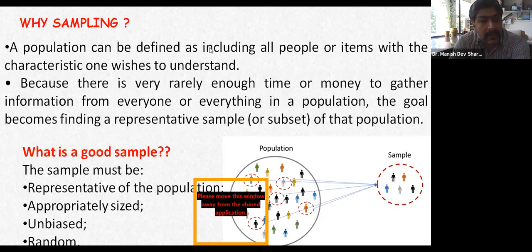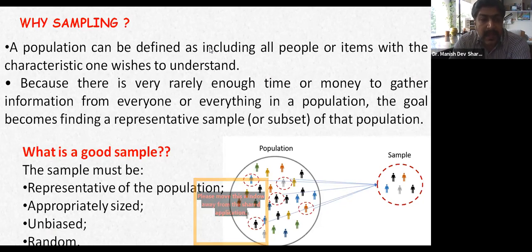So what is a good sample? The sample must be representative of the population. It must be appropriately sized. It must be unbiased, and it must be random. Random sampling is more important, because the more random the sample, the better the data collection. Because if some particular type of population you have missed, it means there are some lapses in your research. Secondly, it must be unbiased, so you should not say, this is easily accessible to me, so let's do the sampling on that.